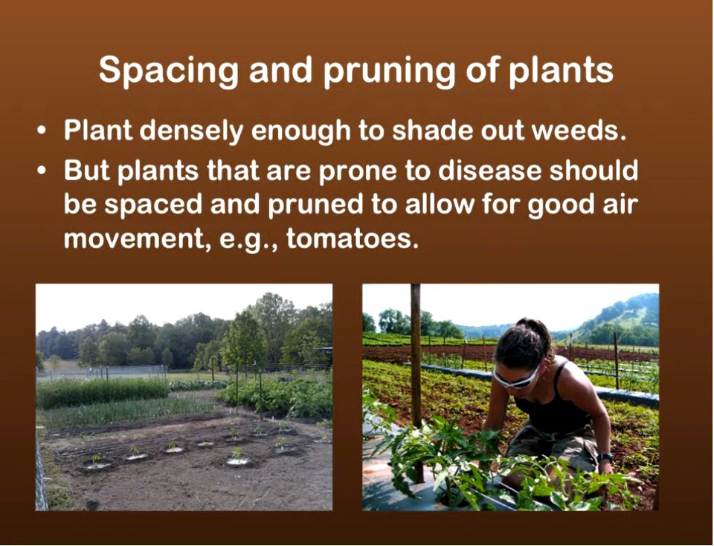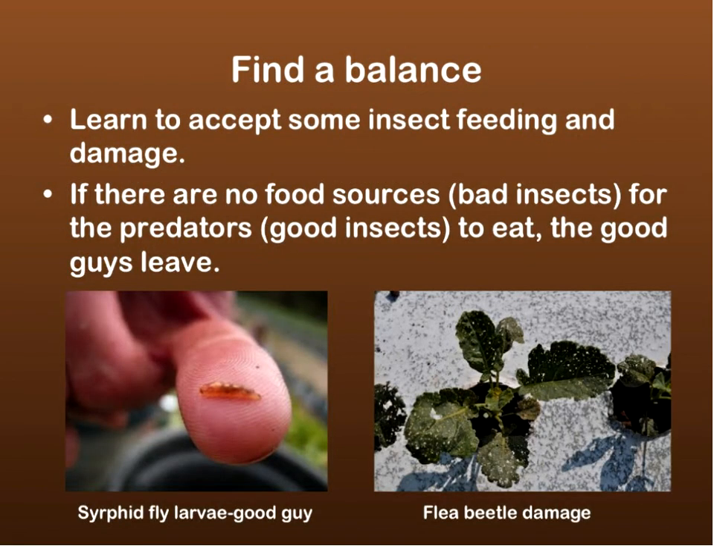The spacing and pruning of plants with organic gardens: because we don't have much in the way of herbicides to use, we often use the plants to provide the shade to shade out the weeds. With some plants this works really well, but other plants that are more prone to foliar fungal diseases, such as tomatoes, we want to space them and prune them to allow for a lot of really good air movement around them.